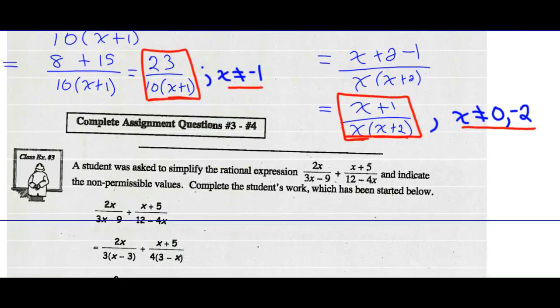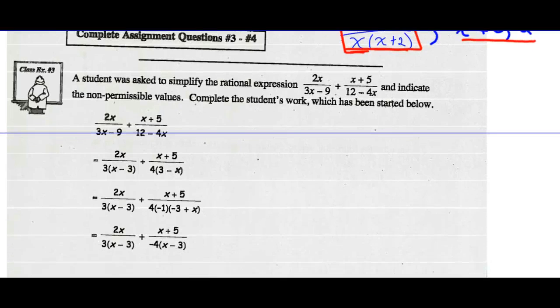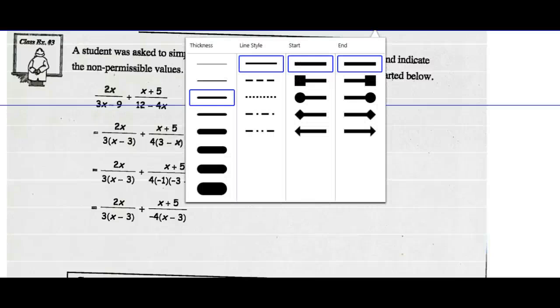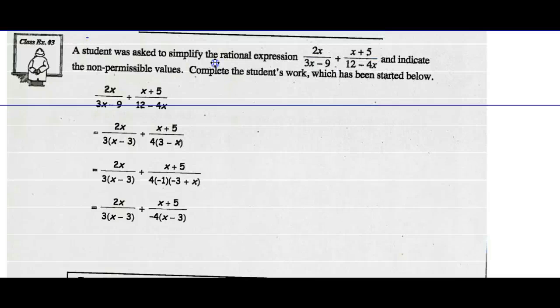Last example then, example 3. A student was asked to simplify the rational expression and indicate the non-permissible values. Complete the work which has been started below. Looks like it's a pretty complicated one. Let's see what they did.